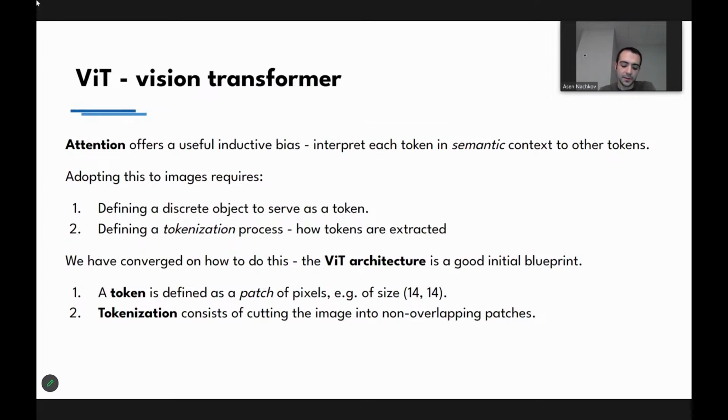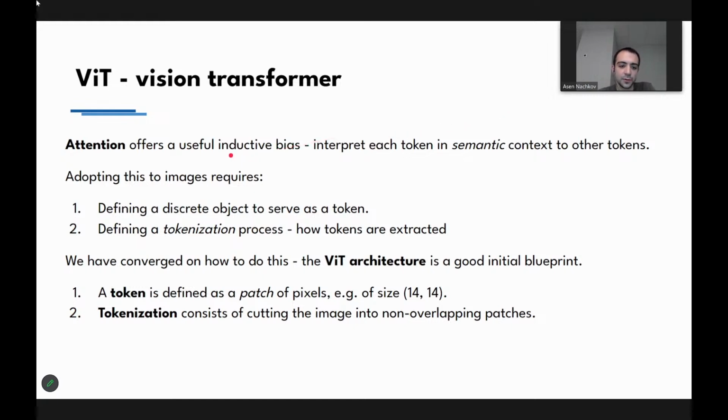So we saw in the NLP lecture that attention is a very useful thing to have in your model because it offers an inductive bias. This inductive bias represents the idea that we should interpret tokens based on the semantic context with respect to other tokens in their neighborhood. And this turns out to be very useful. So the question comes, is it possible to apply this inductive bias of attention also to vision?